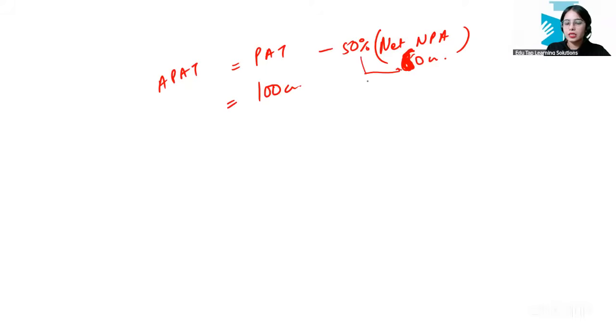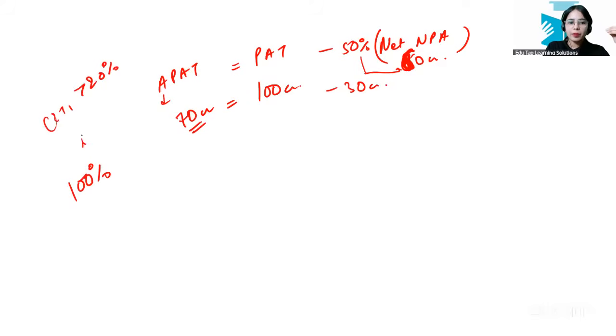50% of 60 crores, that is 30 crore now. So adjusted profit after tax will be, very good, everyone, 70 crores. 70 crores. If a bank is maintaining very high common equity tier 1 capital of more than 20%, the dividend payout can be 100% of adjusted profit after tax, that is 70 crore.